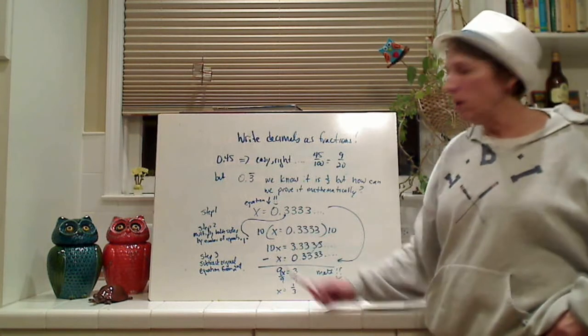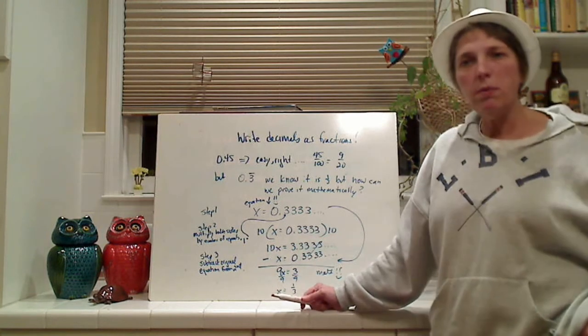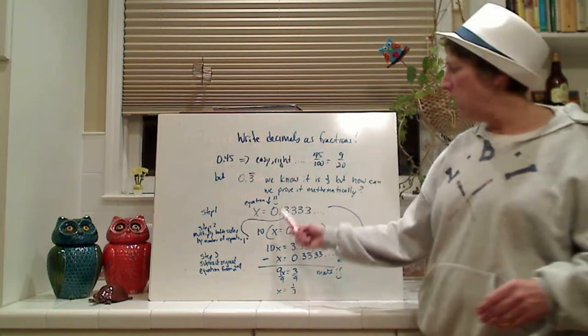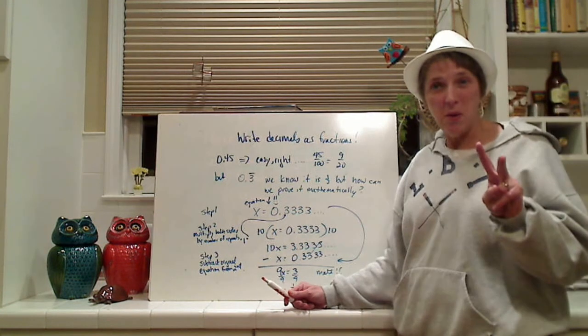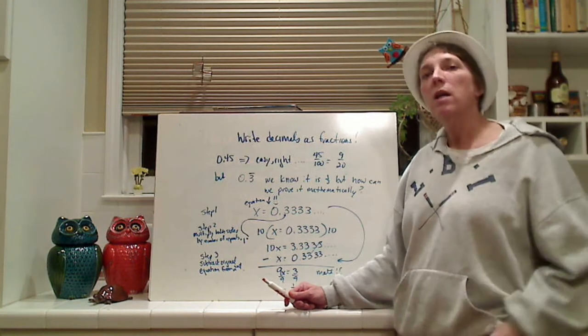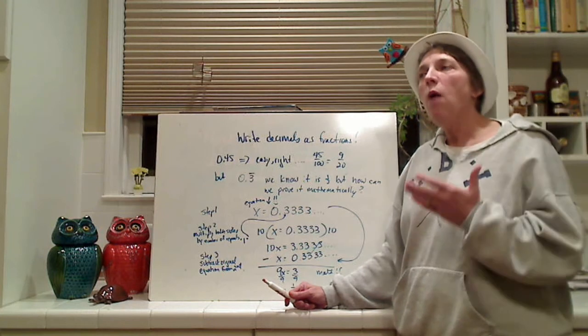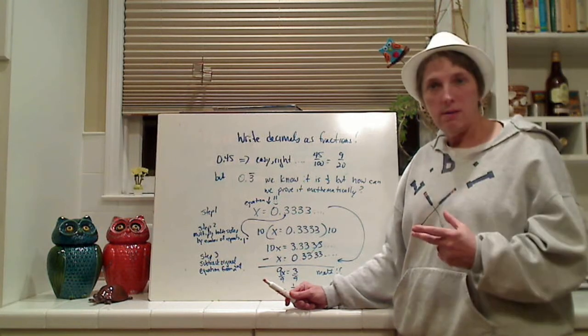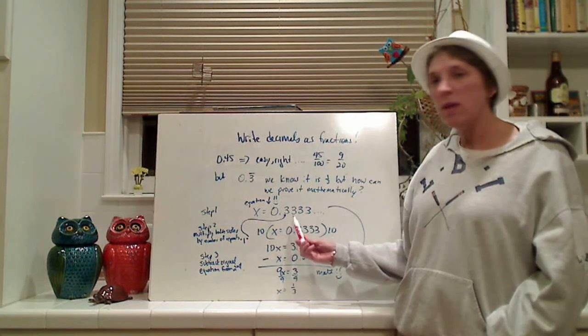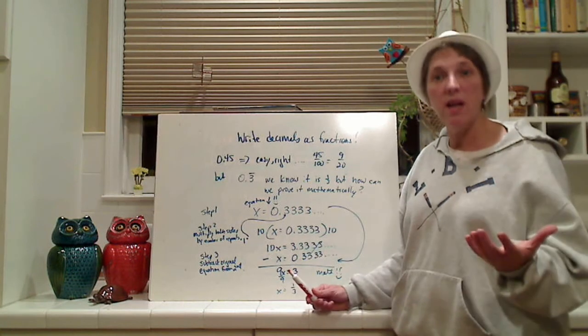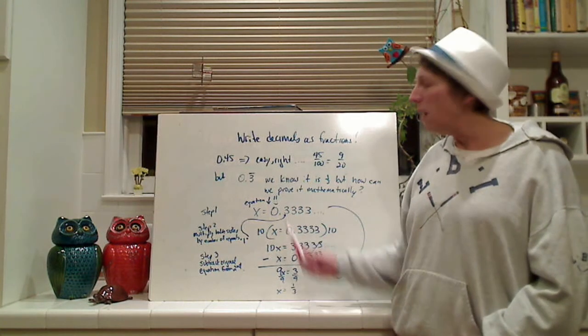Then we're going to look for step 2. We're going to multiply both sides of that equation and create a second equation. I know it's confusing, but it depends on how many digits repeat. So in this case, the 3 is repeating. That's 1 digit, so that's a tens place. So we're going to multiply both sides by 10.